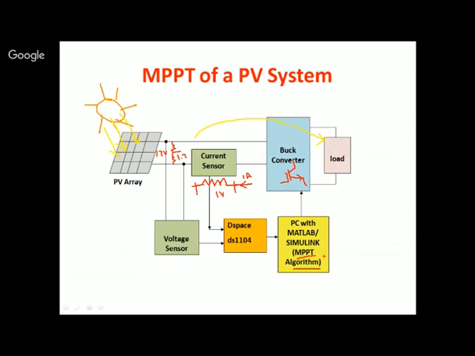You have a number of algorithms like perturb and observe. In perturb and observe, you're perturbing the system, that is, you're disturbing the system and you're doing impedance matching. You have incremental conductance, INC. That is also one method I'll just show you.